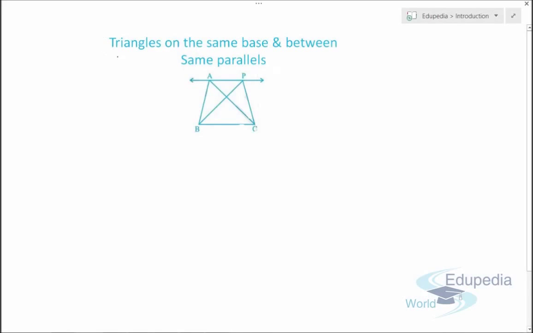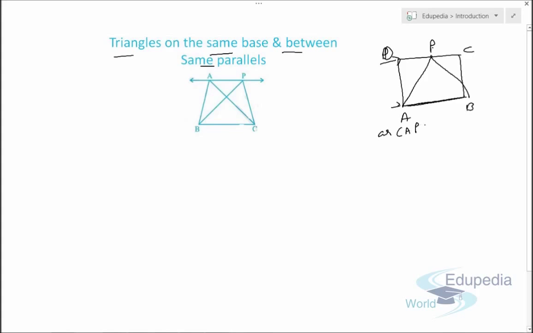Now, it says that triangles on the same base and between the same parallels are equal. So let's see how we can do this. We have learned in the previous video that if we have a parallelogram ABCD, and we have a triangle like this, let it be D. Now, if this is a triangle and this is a point P, we have learned that if the triangle and the parallelogram have the same base and are between the same parallels, the area of triangle APB will be half the area of parallelogram ABCD.